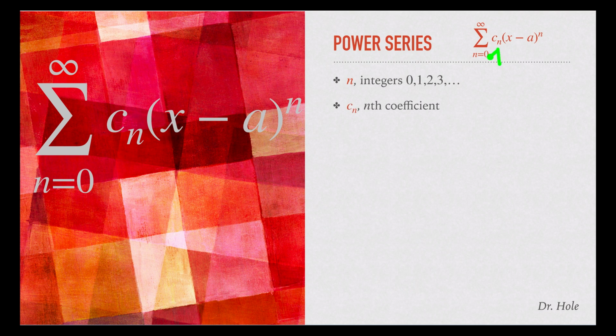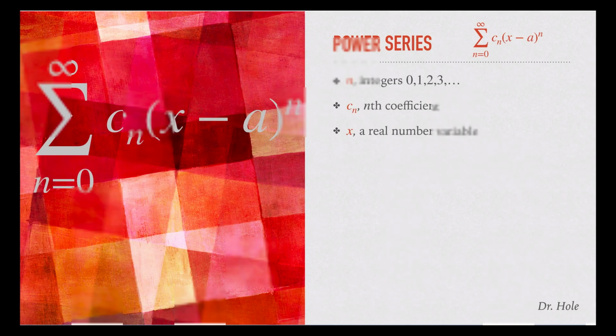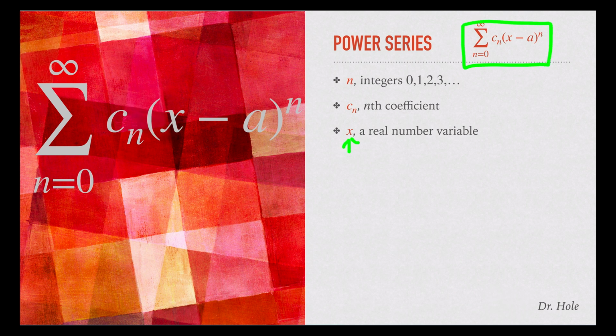The c_n, those are sitting in front of x's. The c_n are the nth coefficients. The x's are real number variables. We're eventually going to want to look at the power series as a function, and functions typically take x's as input. a is the center. Nice.